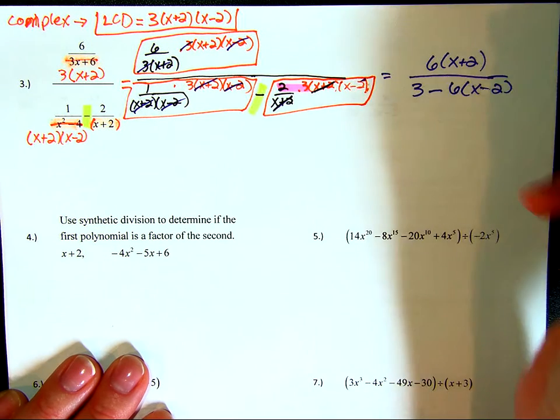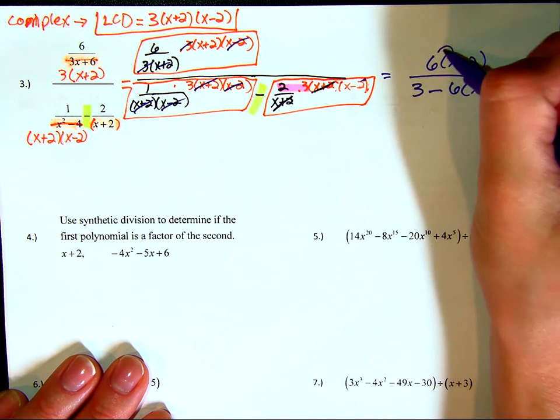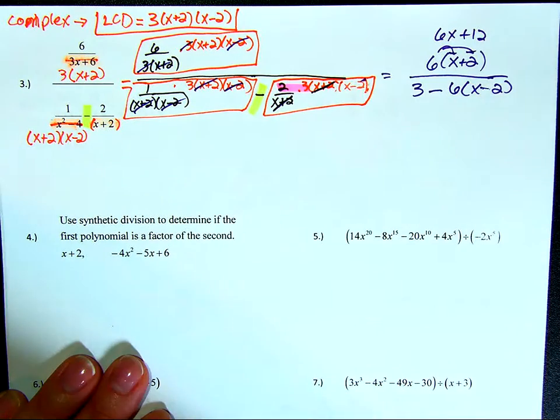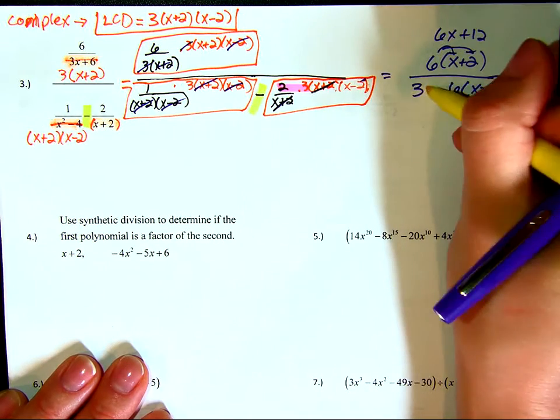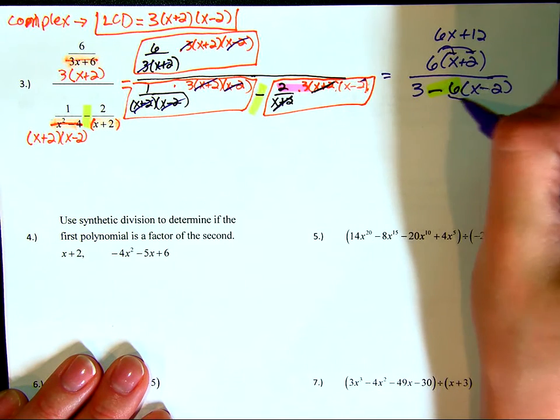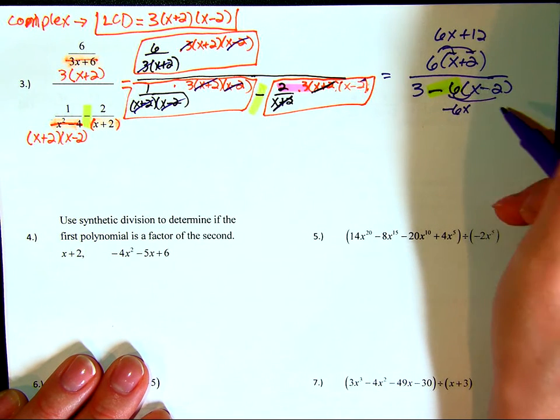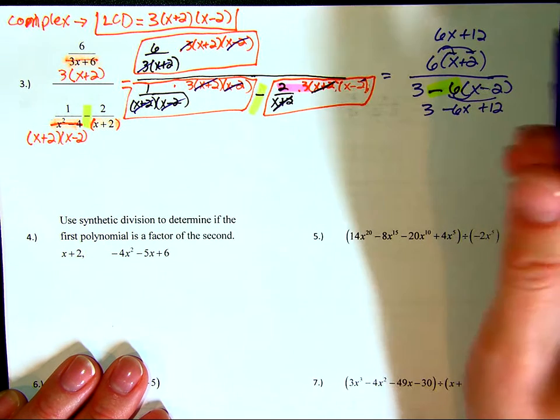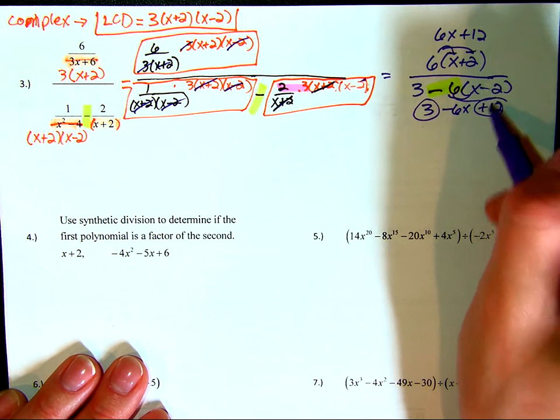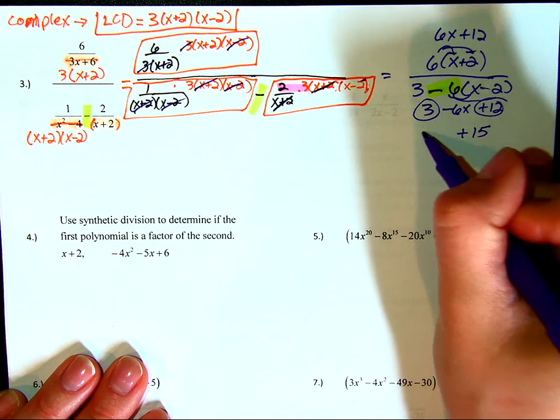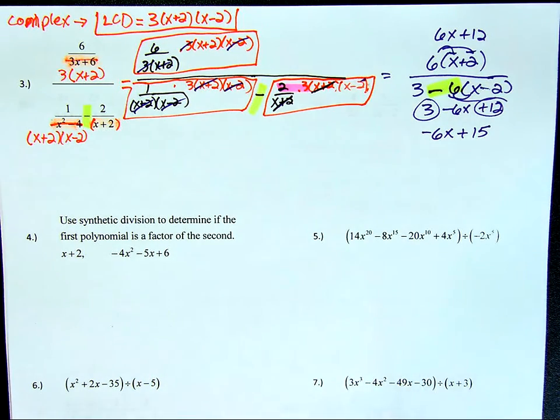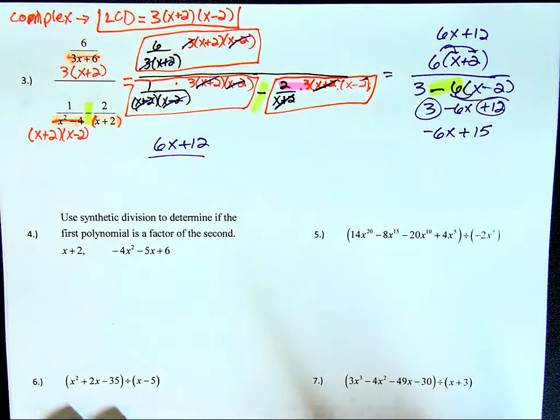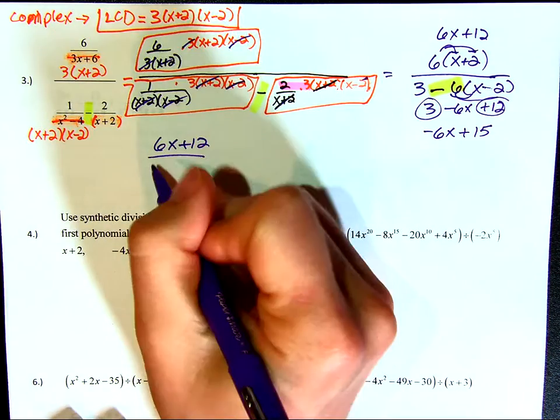So now we distribute in, right? Because we have to simplify each piece. So that would give me 6x plus 12 on the top. Here, realize that we're distributing not just 6, but a negative 6. So negative 6 times x is negative 6x. Negative 6 times negative 2 gives me positive 12, and our 3 out front. Combine our like terms, 3 and 12 give me a positive 15 with a negative 6x. So my new fraction is 6x plus 12 over negative 6x plus 15.